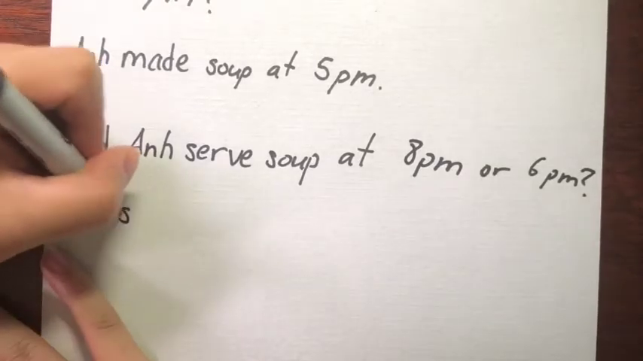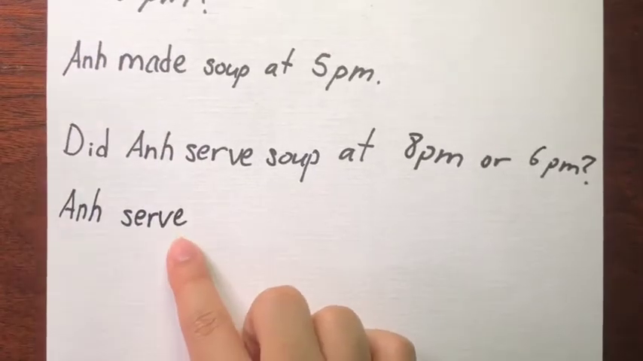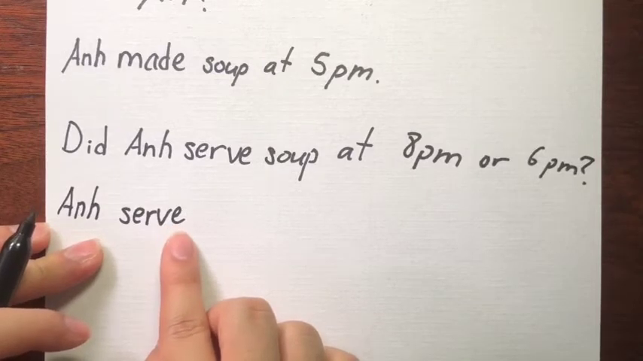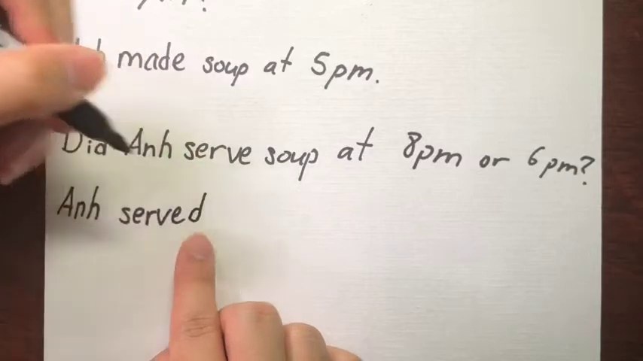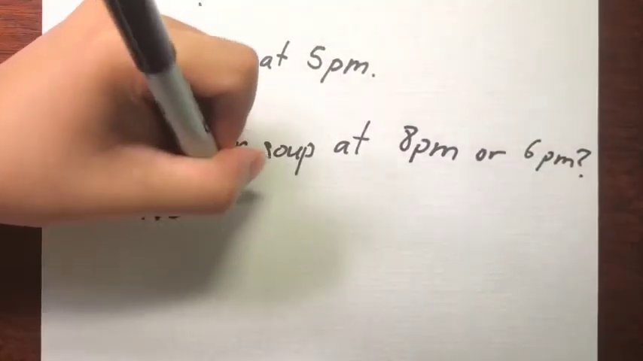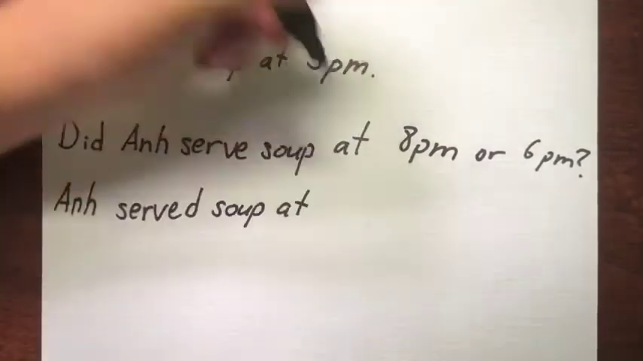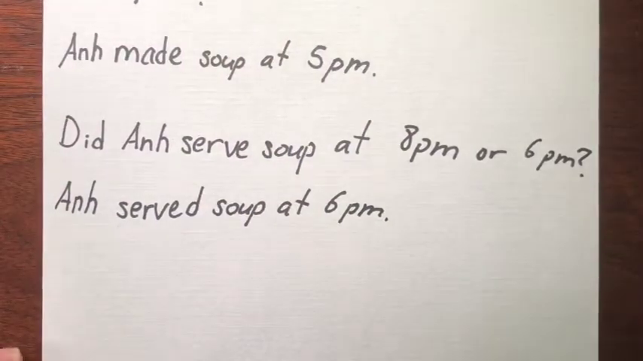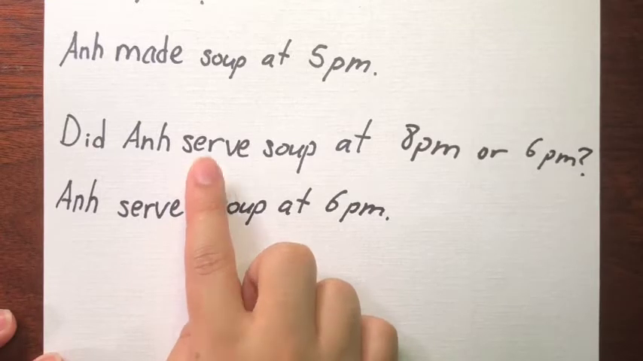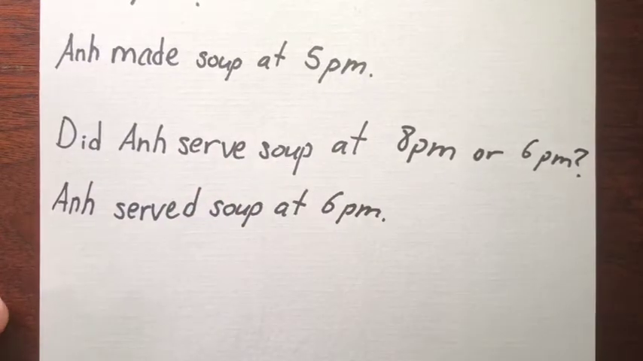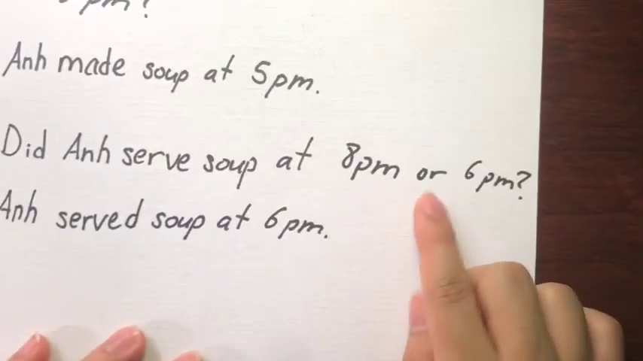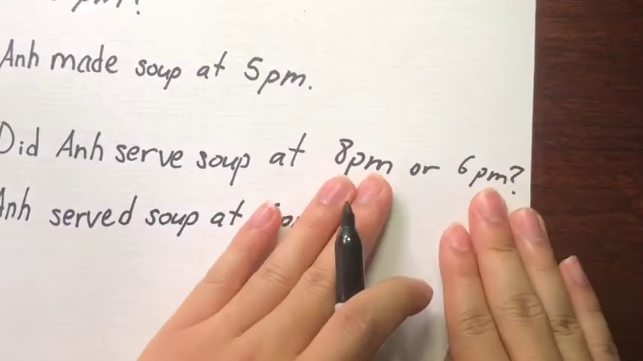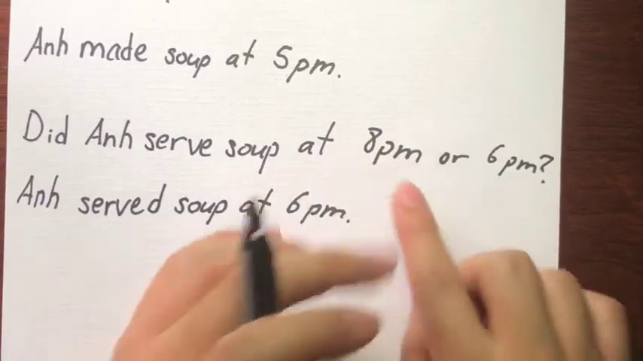Anne serve. Now we have to change the word serve to past tense. So, serve ends with the letter E. So, we write the letter D. Anne served soup at 6 p.m. Served is past tense. Serve is present tense. So when we have the word or, it means we have to choose one option. So here we have two. There is only one correct answer. So we use the word or.